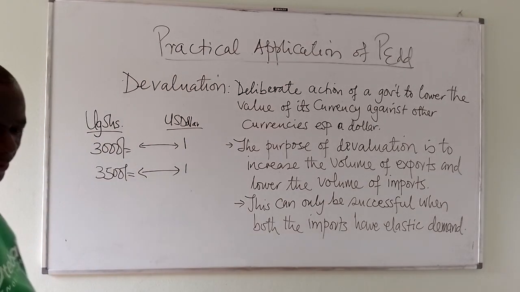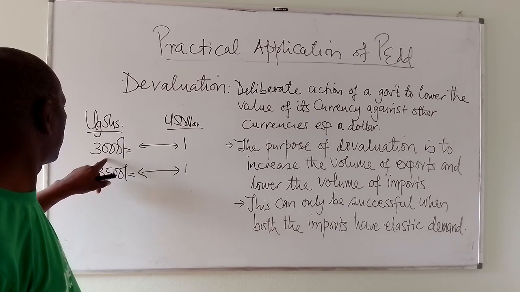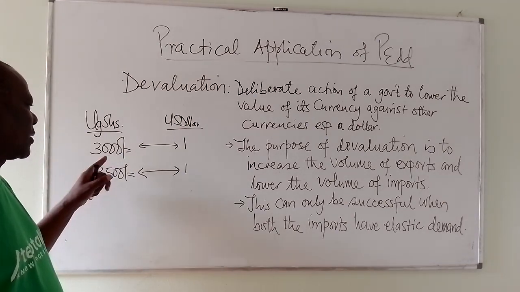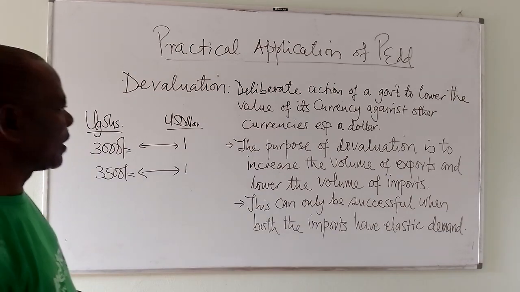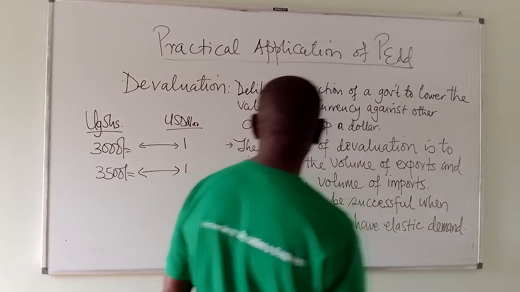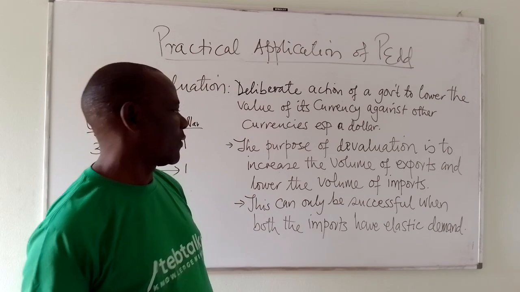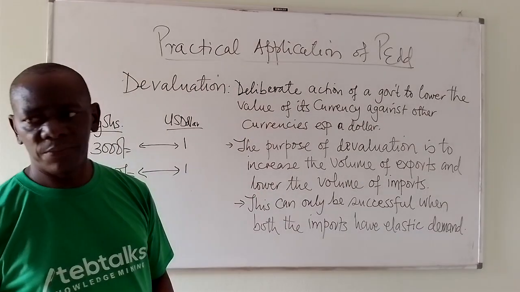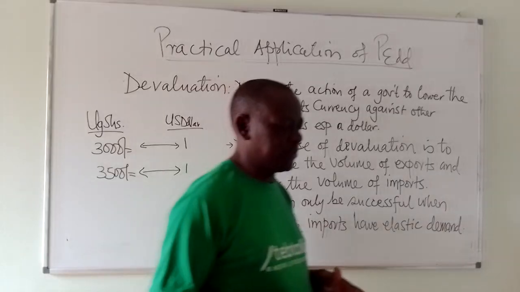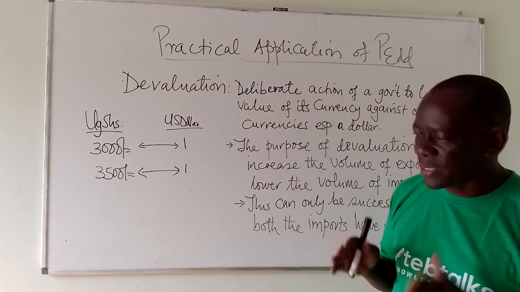A country devalues. The Uganda shilling has been 3,000 to the dollar. Then it goes to 3,500. The purpose of devaluation is to increase the volume of exports and lower the volume of imports. When you devalue, this sometimes becomes a bit hard.